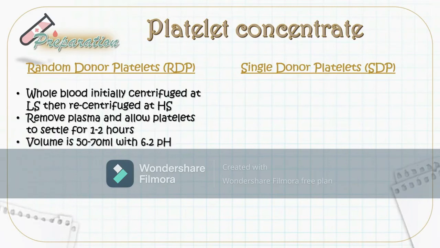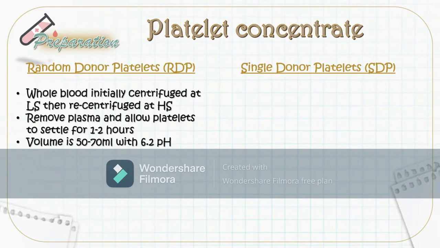It is important, however, to remember that not all plasma should be removed and separated from the platelet concentrate. A small amount of plasma shall be maintained in order to achieve a total volume of our platelet concentrate at approximately 50 to 70 ml. Maintaining this volume is important for us to also maintain the pH of our unit at 6.2 or higher. Random donor platelet concentrate should contain at least 5.5 times 10 to the 10th platelets.